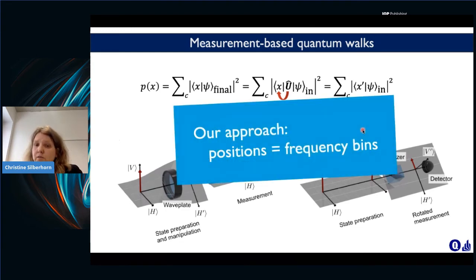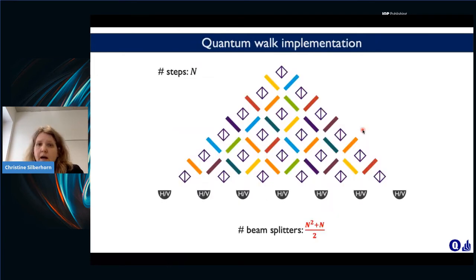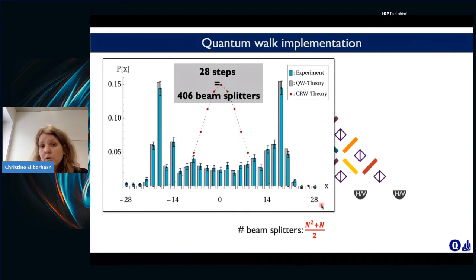Instead of using different positions, we use the frequency bins, and we use our quantum pulse gate, which I just showed to you. Why is that interesting? It's interesting because if you want to implement even larger quantum walks, we really want to implement a lot of steps. And here you see the scaling. So we need a lot of different modes. I showed you already for the time multiplexing, we implemented 28 steps and 406 beam splitters for different points.